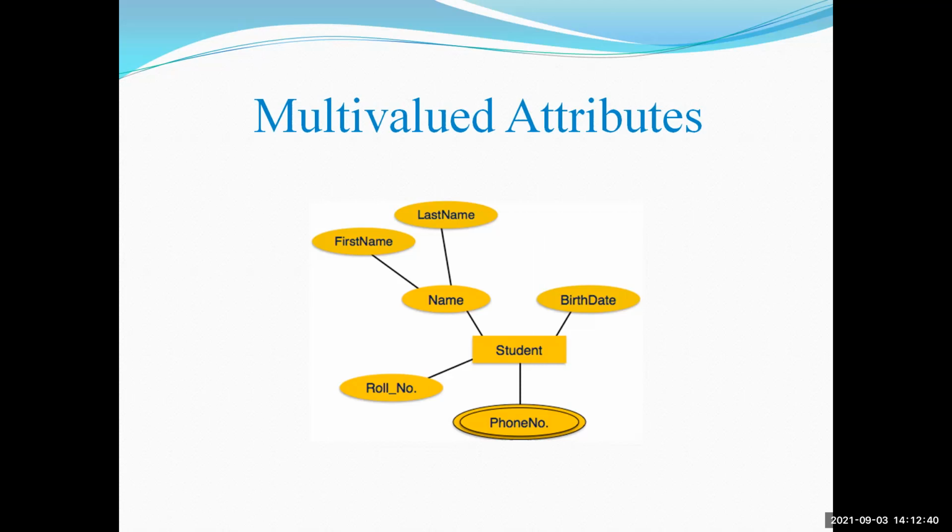Now comes the multi-valued attributes. A multi-valued attribute is when you write phone number and you are asking for more than one phone number. So it is depicted as the double ellipse. It will look like this.